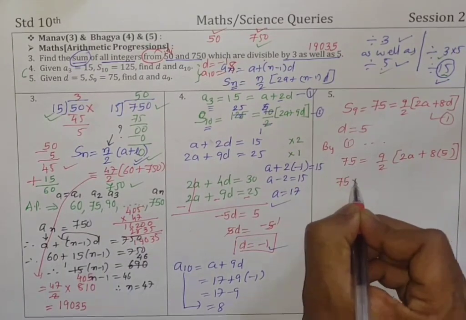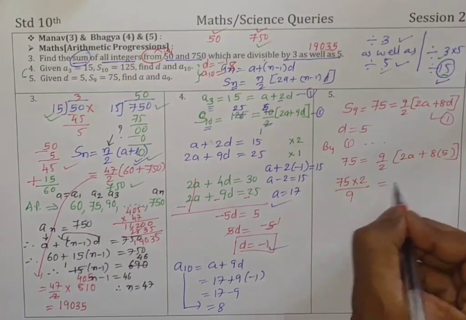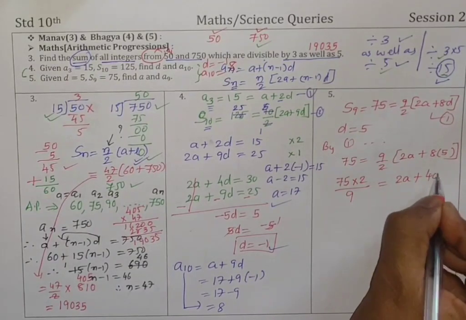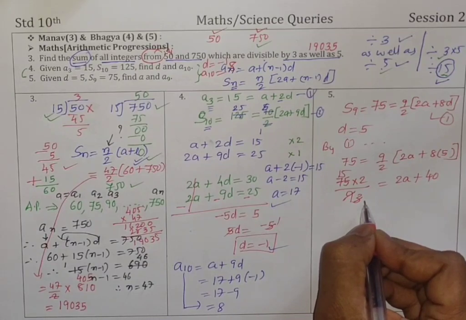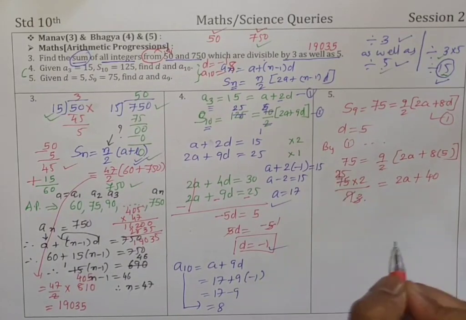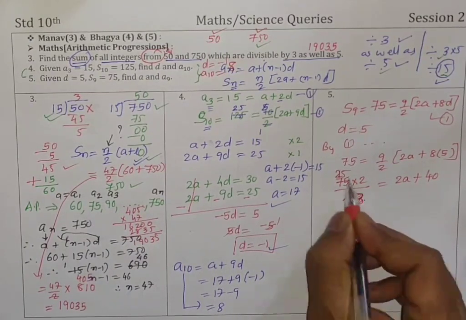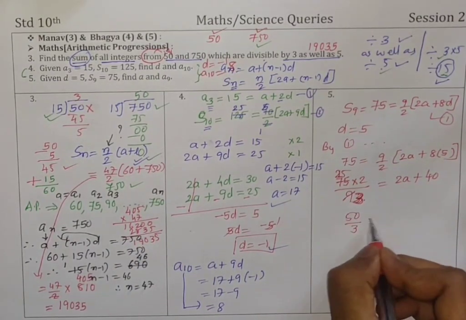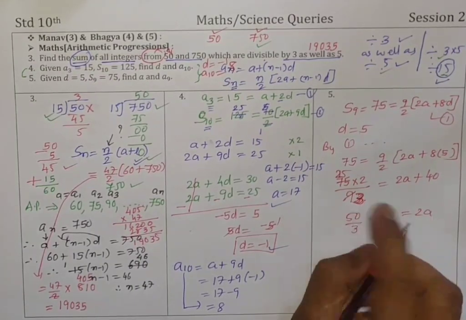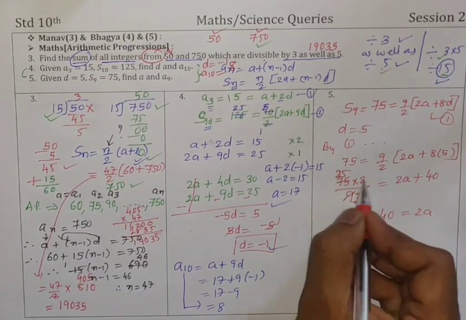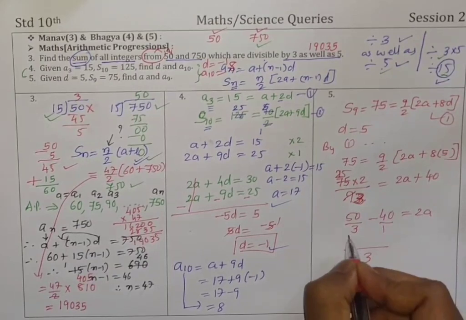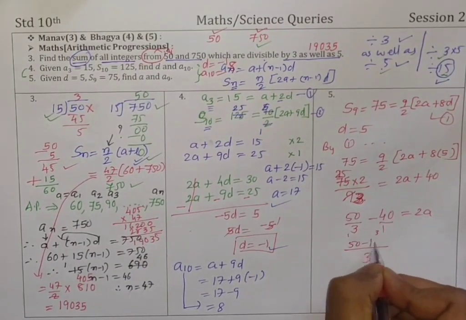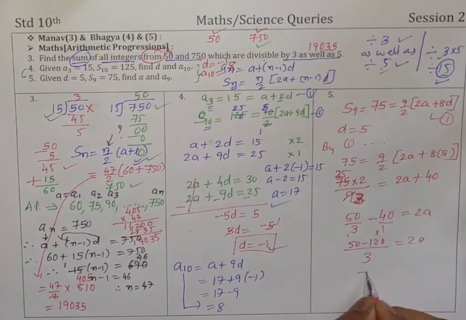75 multiplied by 2 upon 9, that is 2A plus 8 fives are 40. 3 threes are 9, and 3 twenty-fives are 75, so 3 remains here. So you have 50 upon 3 minus 40 is equal to 2A. Take the LCM: 50 minus 120 is equal to 2A. So that is minus 70 upon 3 is equal to 2A.